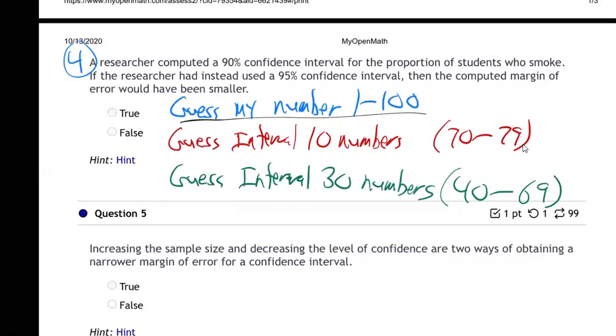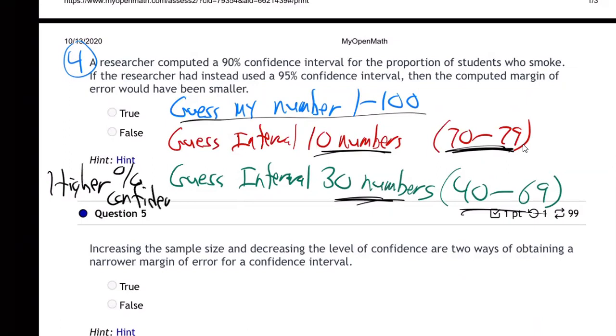I wrote down a number from 1 to 100 on a piece of paper. And if I said, okay, guys, you can guess at a group of 10 numbers, or you can guess at a group of 30 numbers, which one would give you a better chance of getting my number? Bigger number of 30. Yeah. Higher percent confidence, right? You would be more sure, obviously, with 30 numbers, whereas this would be a lower percent confidence if you only guess 10 numbers.